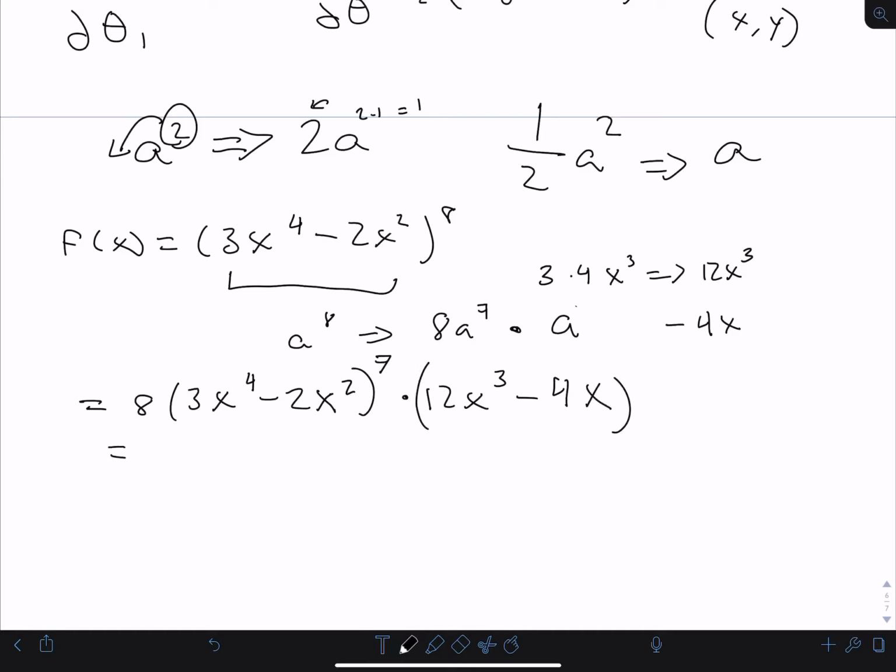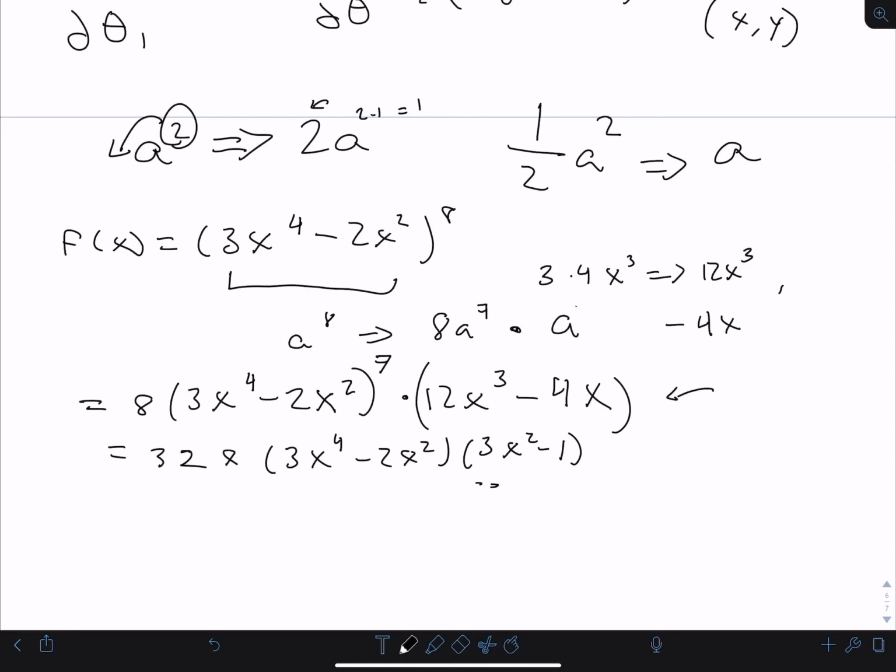You could simplify it. I did an extra simplification where I factored a 32x from the other term, so this became 3x cubed minus 1. But you could leave it like that, right? Don't worry, just forget about that. As long as you know how to do that, we're good. Okay, that's what we care about.